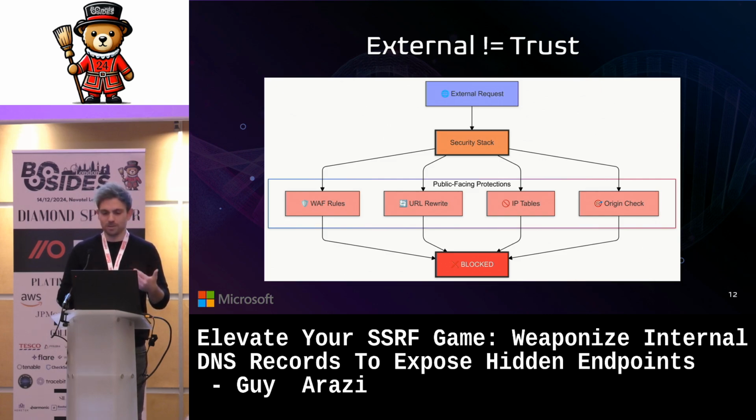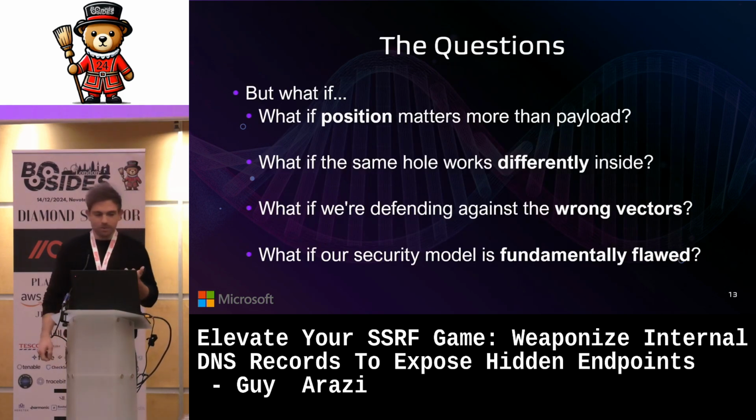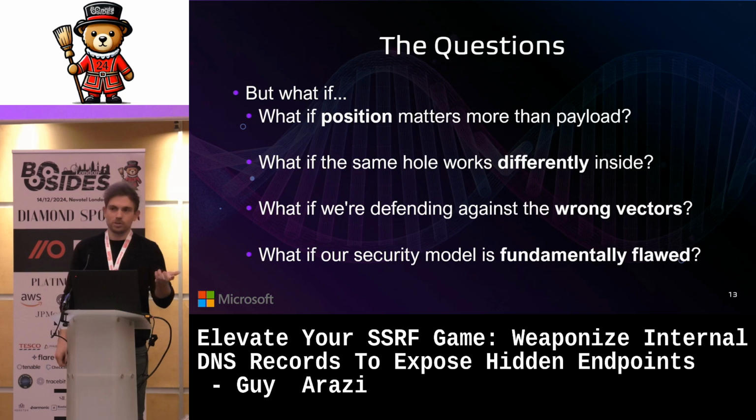Like, we look at it in the sense that there are so many security components like WAF rules, URL rewrite, IP tables, origin check. And all these are being blocked from the outside perspective because they are only applied on the outside. They never speak about what happened inside. But what if the position matters more than the payload?